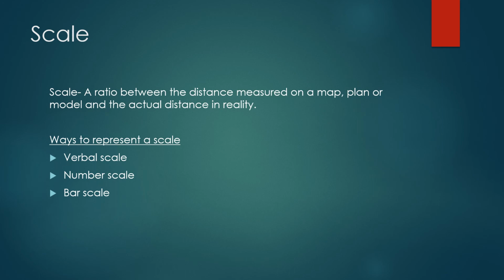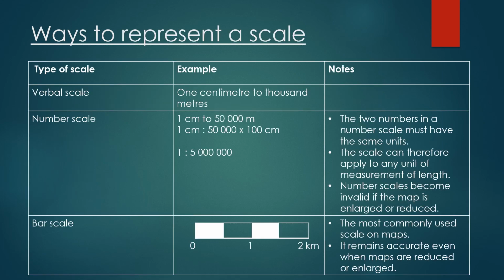So we'll be working with number scales and bar scales. There are also verbal scales, which are actually a number scale read out loud, so it is not that important. The two important types of scales are the number scale and the bar scale. I have made a summary for you so that we can summarize everything we have discussed.